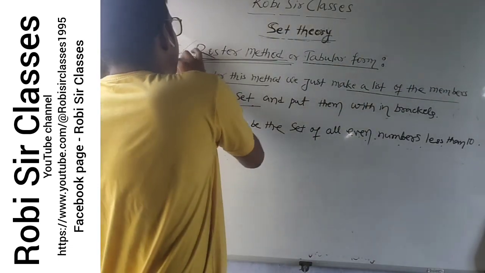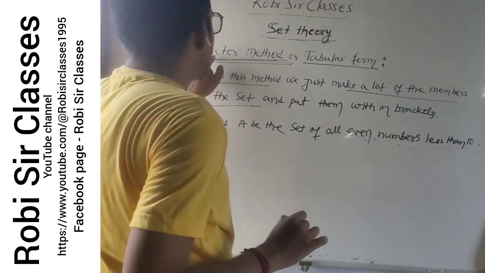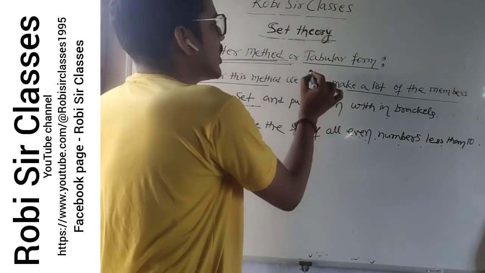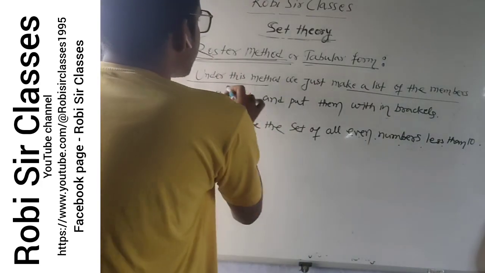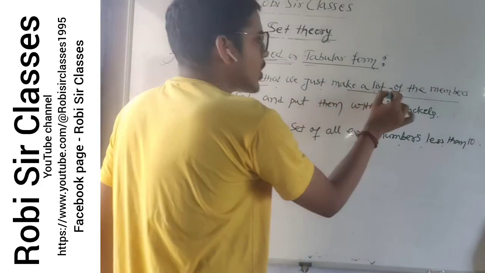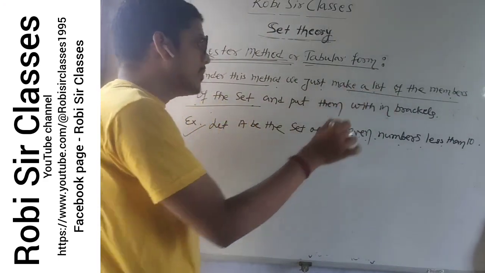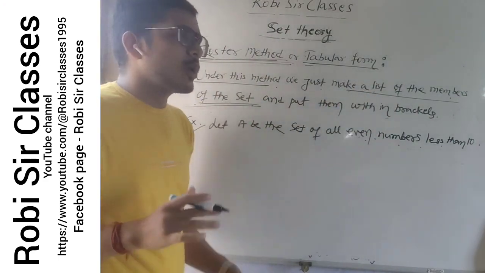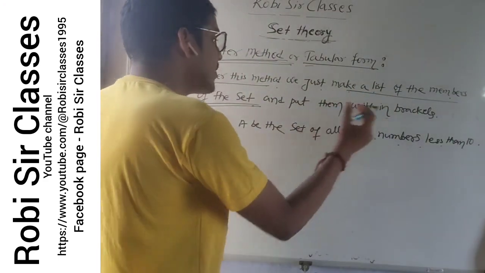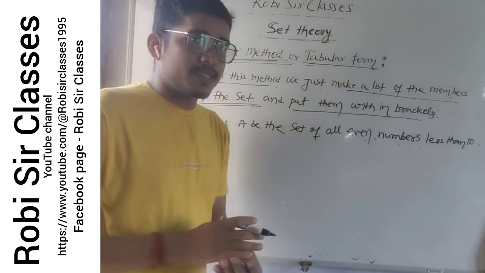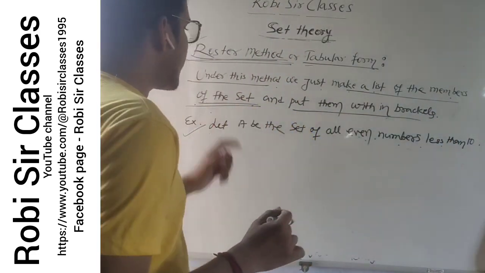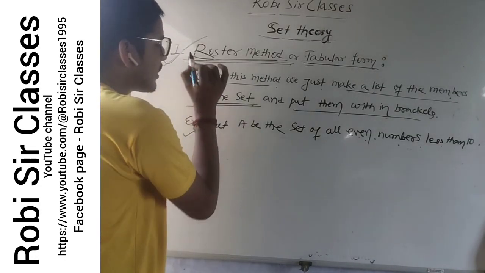Now we are going to describe the first method, roster method or tabular form. So what is the definition? Under this method, we just make a list of the members or elements of the set. First of all, you have to make the list of the elements. After that, you have to put them within brackets. So we are giving an example under this method.